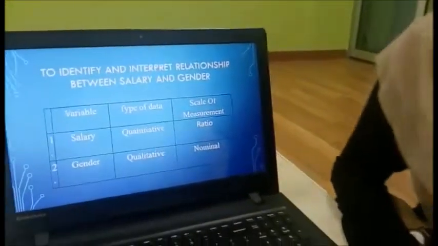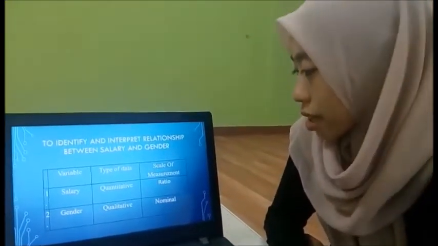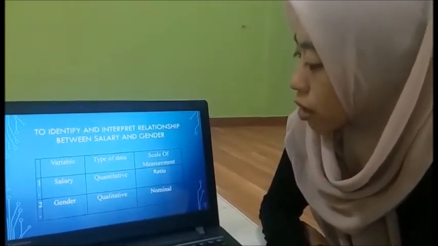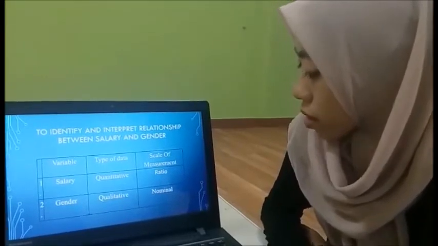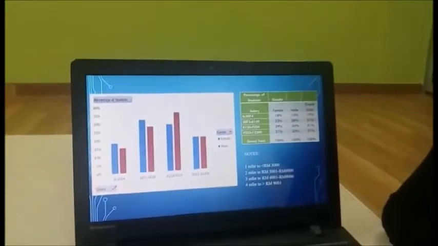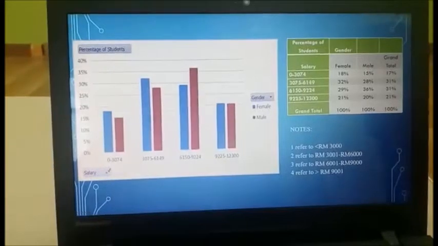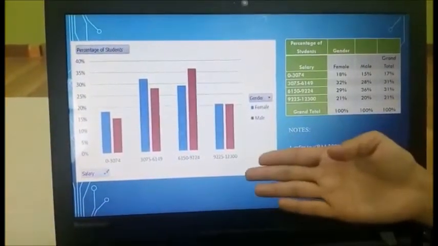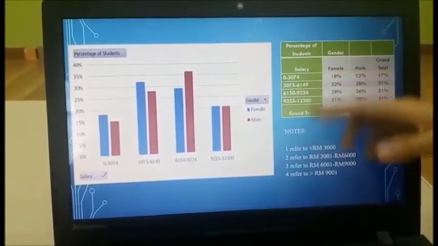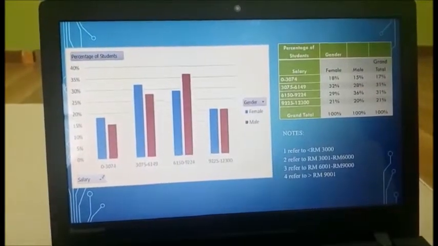Next objective is to identify and interpret the relationship between salary and gender. Salary is the quantitative data and the scale of measurement is ratio. Gender is qualitative data and the scale of measurement is nominal. The percentage of students. Using this bar chart and this table, we compare the salary, gender, using percentage of the students.